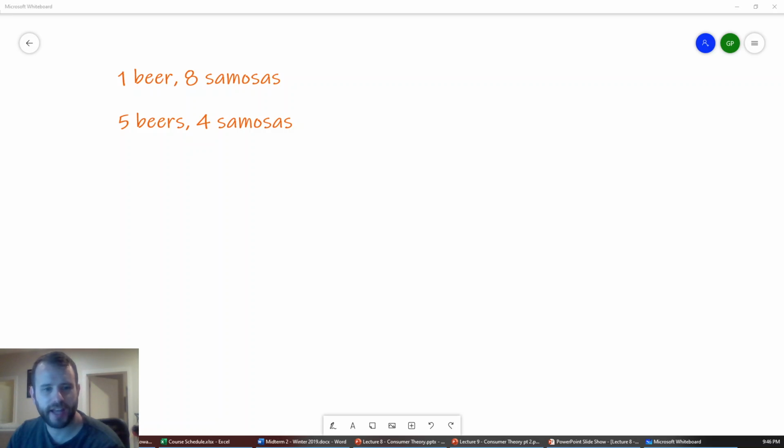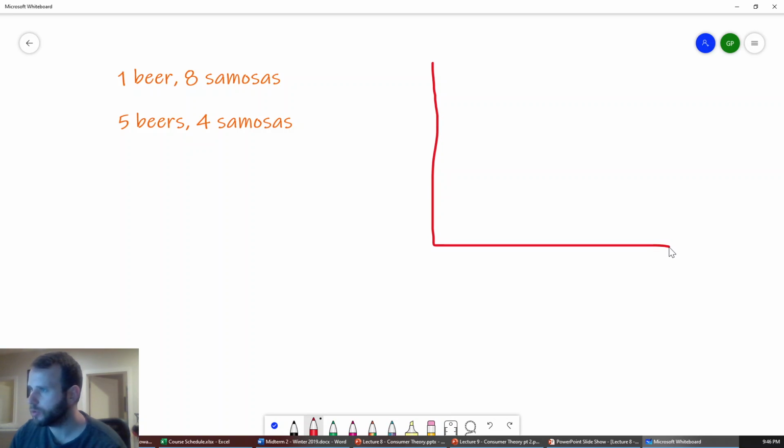All right, so let's say we had two consumption bundles, both on the same indifference curve. One consumption bundle is 1 beer, 8 samosas. The second consumption bundle is 5 beers, 4 samosas. If I asked you to plot the indifference curve, we'll put beer on the x-axis, and there's no way I'm writing samosas out, so you're just gonna get an S over there. So you're gonna plot the indifference curve.